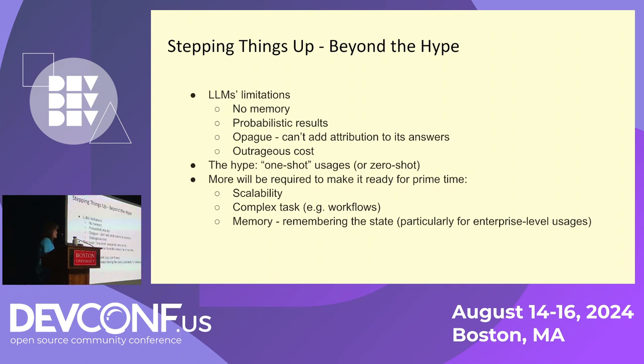Anyway, as such, in an LLM there's no memory, and results are very probabilistic. As you can see, it's like fuzzy logic. You can ask some LLMs the same question multiple times, but it comes back with different answers. Also, it's opaque because you cannot add attributions to the answers. And not only that, LLMs are very expensive, we know. It takes a lot of time and a lot of GPU to do things.